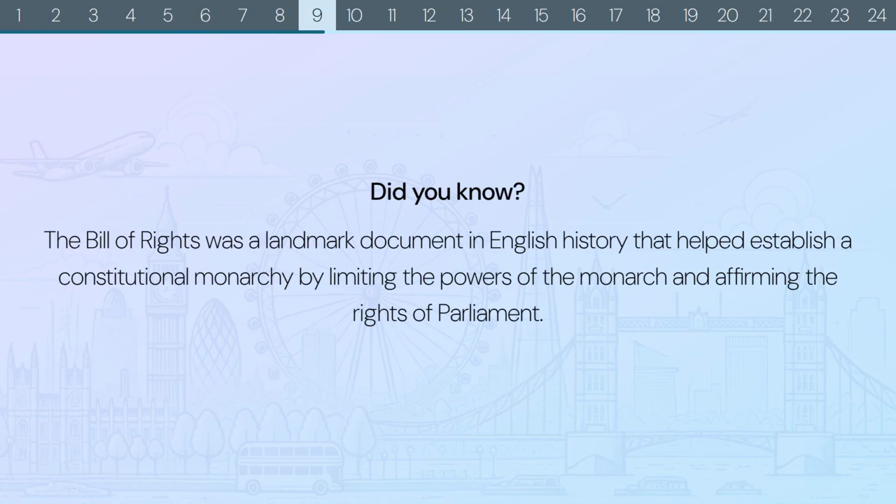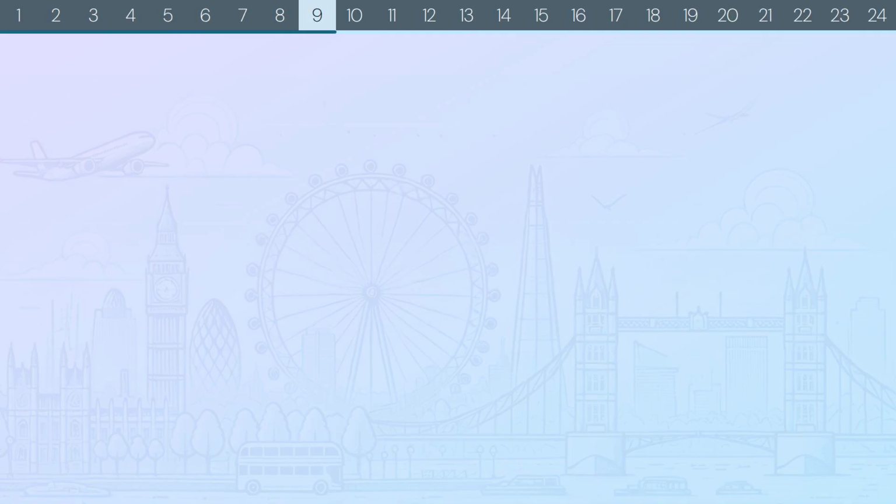Did you know the Bill of Rights was a landmark document in English history that helped establish a constitutional monarchy by limiting the powers of the monarch and affirming the rights of Parliament?